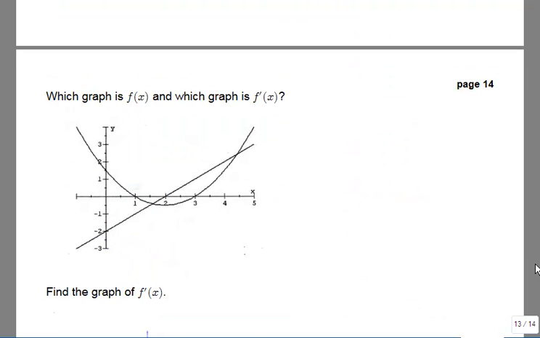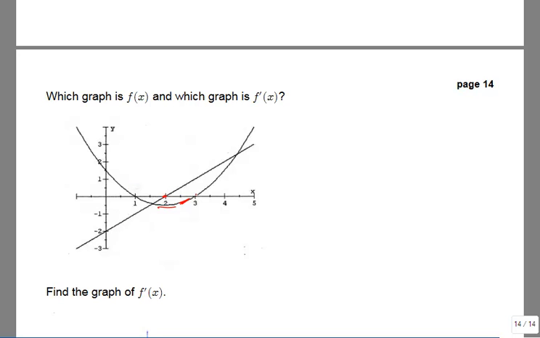Alright, now based on what we just talked about, can you look at these two graphs and determine which graph is the original function f of x and which graph is f prime of x? Well, look for those horizontal tangent lines to help you out. This curved shape, which almost looks quadratic, has a minimum right at 2, which corresponds to a 0 slope, which just so happens to be this line.